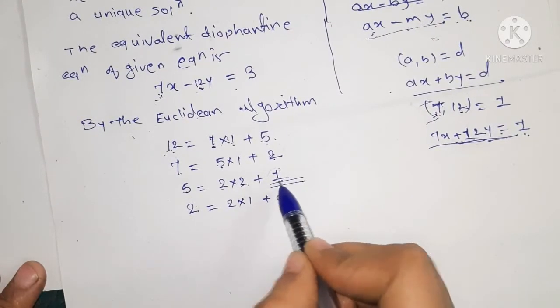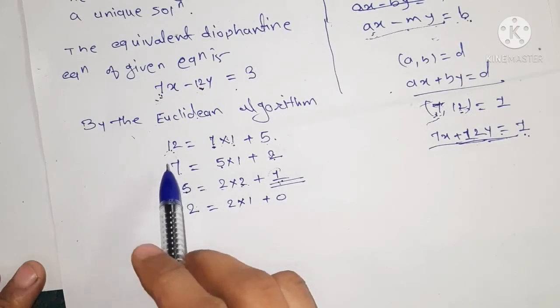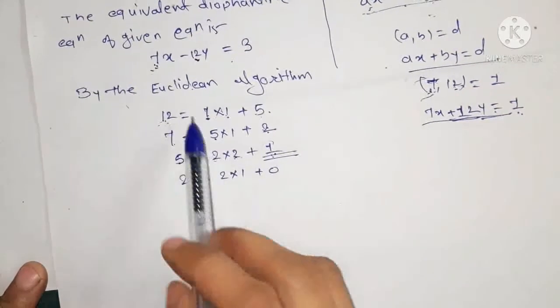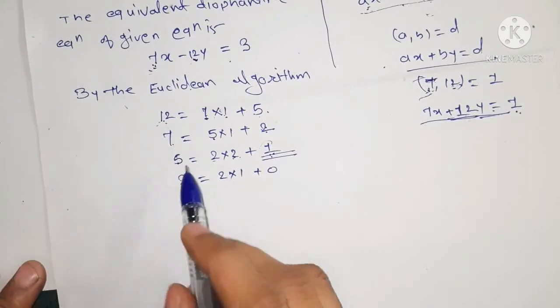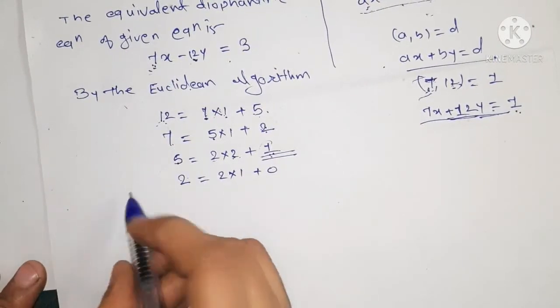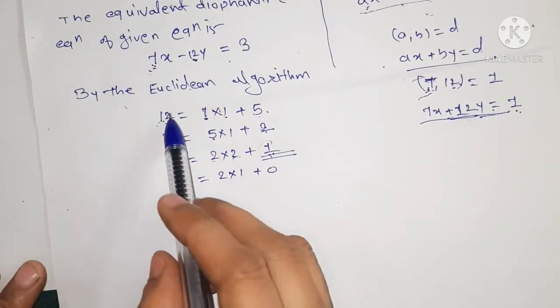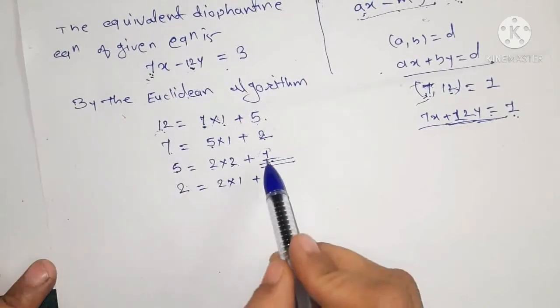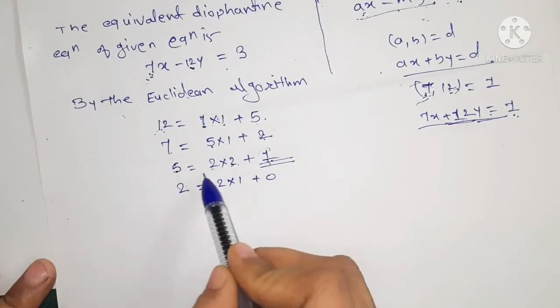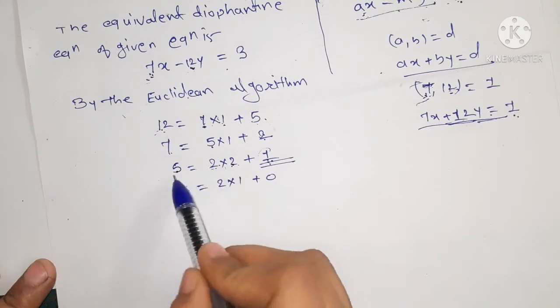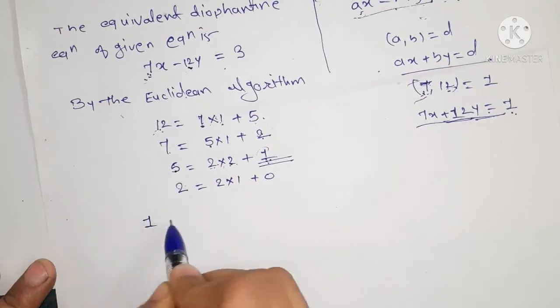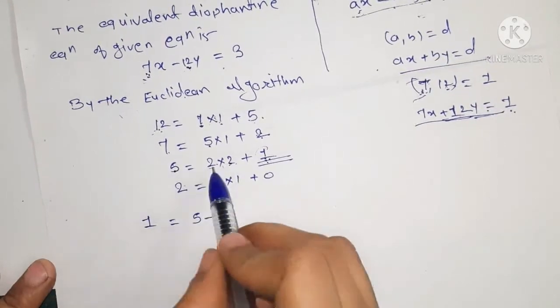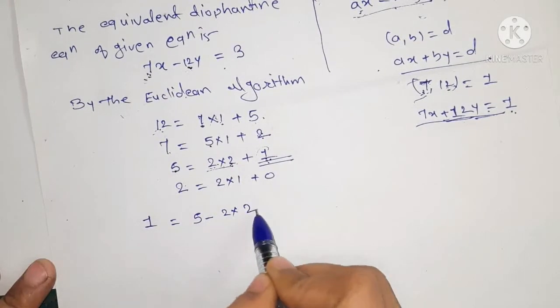Okay, and therefore this is the GCD of 7 and 12. Thus we can express the GCD of 7 and 12 in the form of 7 and 12. So we write this one as 5 and we take 2 by 2 multiplied by 2 to this side. So we write 1 is equal to 5 minus this term, 2 into 2.